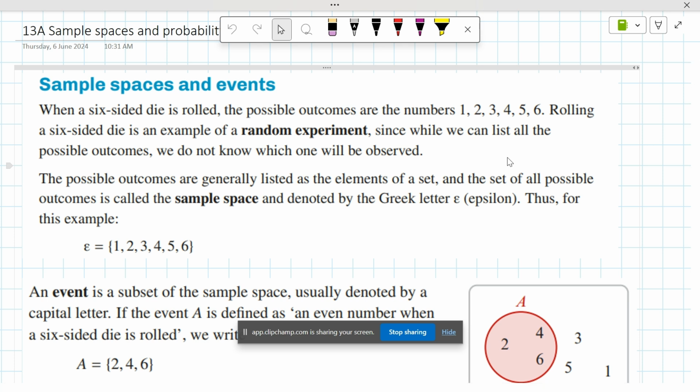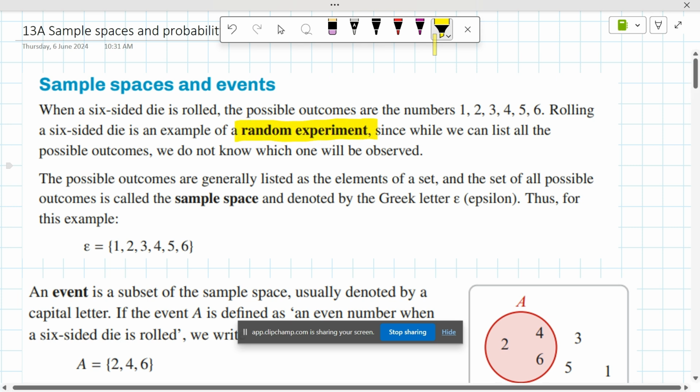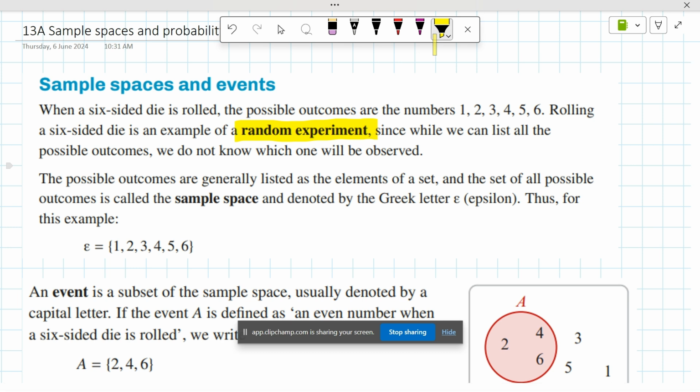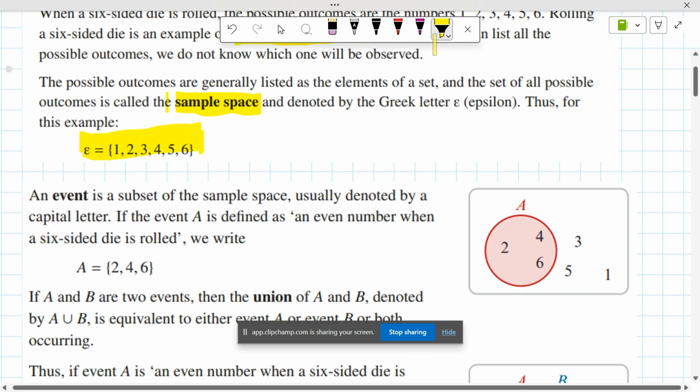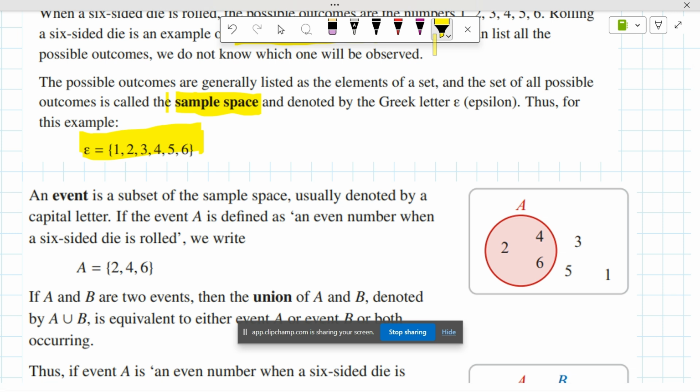Random experiments, for example, rolling a six-sided die, is the random experiment. All the possible outcomes we call the sample space, and we need to list all of the sample space here. This is how you do sample space and events. For example, use the capital letter A for my even numbers, so A will be 2, 4, 6.